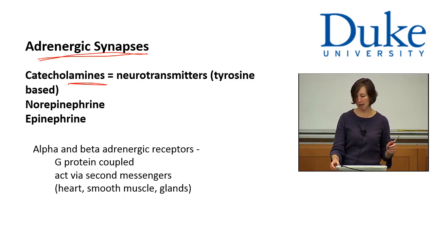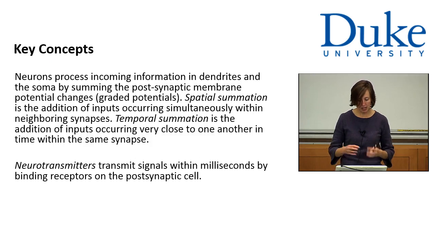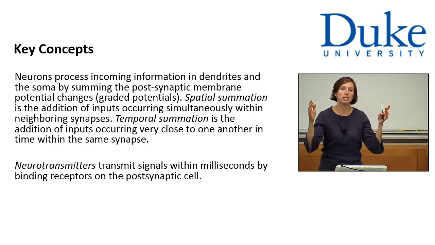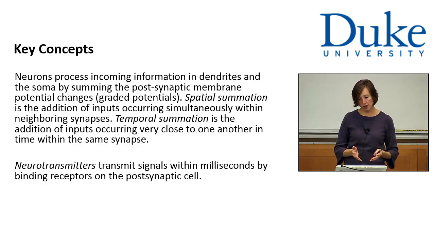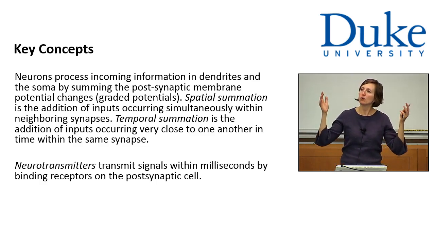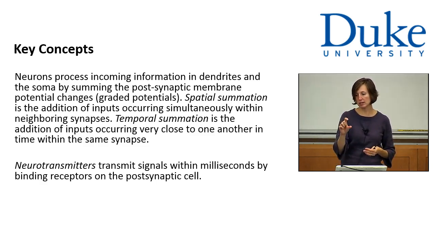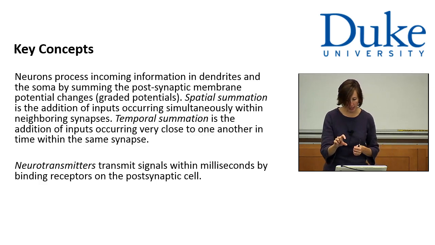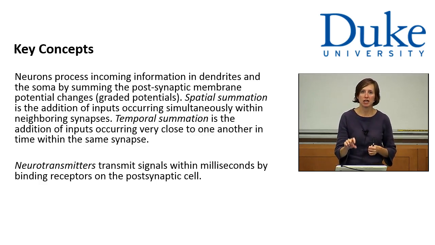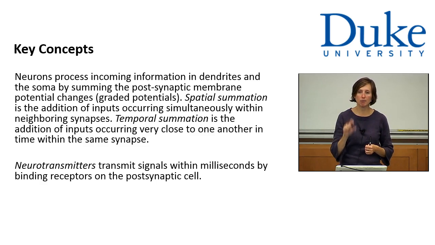So we've talked about graded potentials and how those are going to be summed throughout the neuron, and how then we're going to be able to communicate using synapses between neurons, and how that transmission of information across the synapse is going to be very quick and very efficient in its effects on the postsynaptic cell.